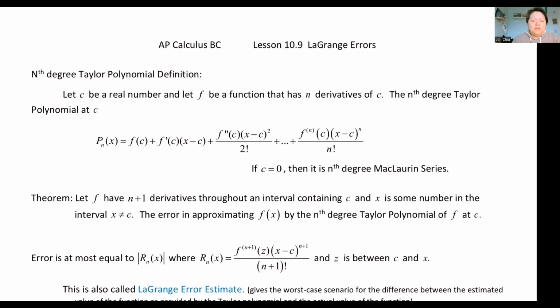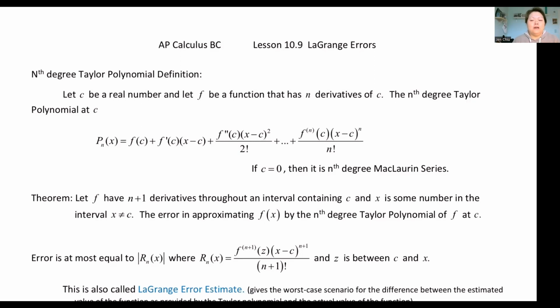So in the previous lesson, we talked about using the Taylor and Maclaurin series to give us an estimation of some functions that we don't have access to back in the early days. Of course, we have the calculator, so we know the calculator can give us some accuracy. But the calculator also uses those polynomials to give you those numbers, those estimations.